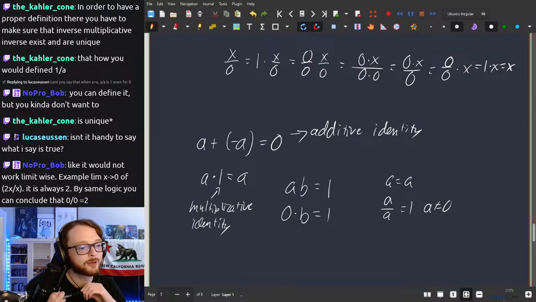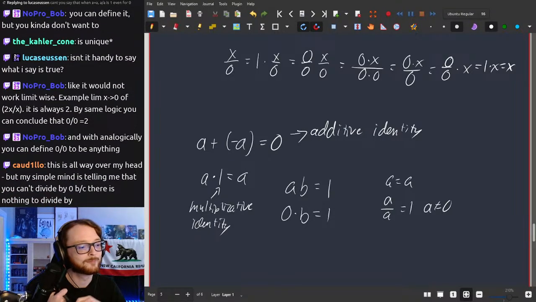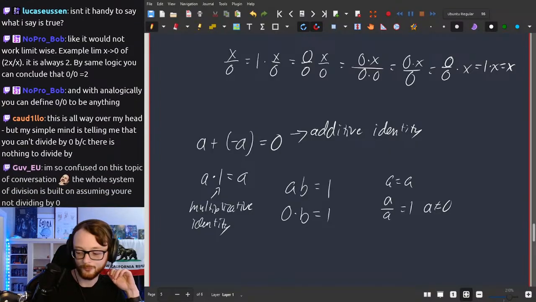Wouldn't it be heinous to say what I say is true? It would lead to some kind of contradiction. It is the issue. It's like, as x goes to 0, 2x over x is always 2. Now you can include 0 over 0 is 2.